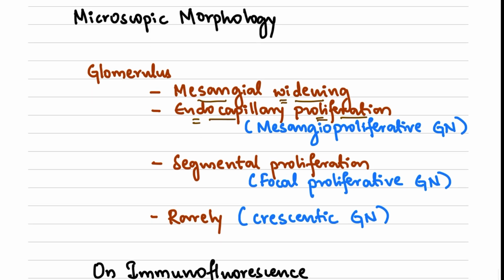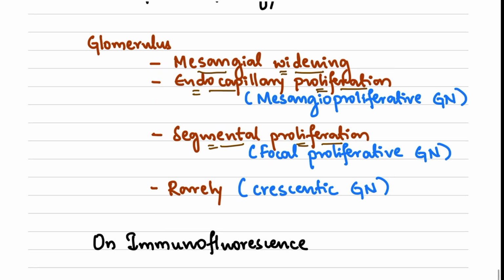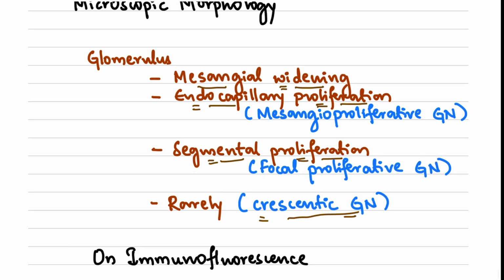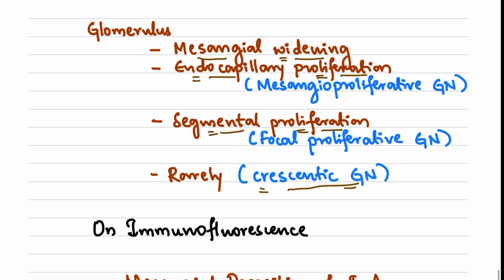In some of the glomeruli, we can see only segmental proliferation of the mesangial cells, which is similar to focal proliferative glomerulonephritis, FSGS. Sometimes it can also appear as crescentic glomerulonephritis, also known as RPGN. So these are the three different modalities that IgA nephropathy can present with: either MPGN, FSGS, or RPGN.